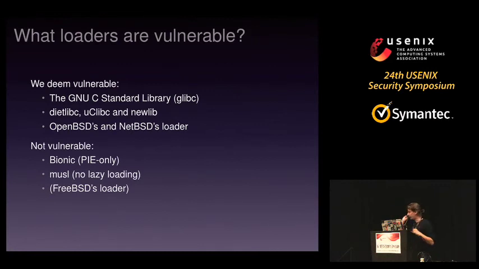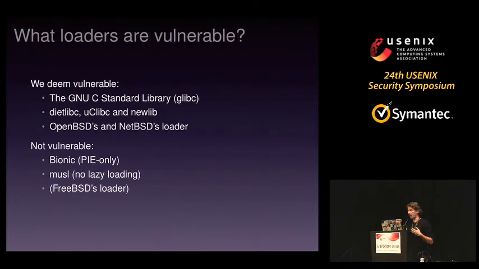So we tested leakless against the glibc dynamic loader, which is the most popular dynamic loader under Linux distributions, and against the FreeBSD dynamic loader. We deem the glibc dynamic loader vulnerable, but by manual inspection of the source code, we also consider that dietlibc, uclibc, and ulib, which are popular C standard libraries for embedded systems, are vulnerable, and also OpenBSD and NetBSD dynamic loaders are vulnerable.